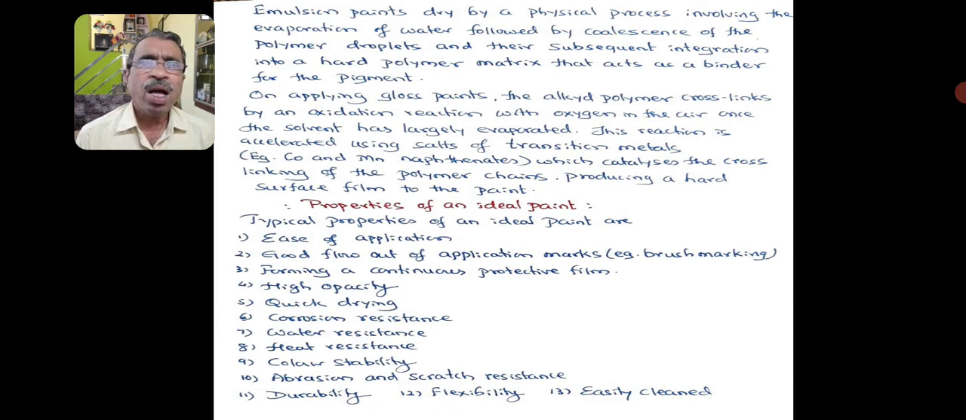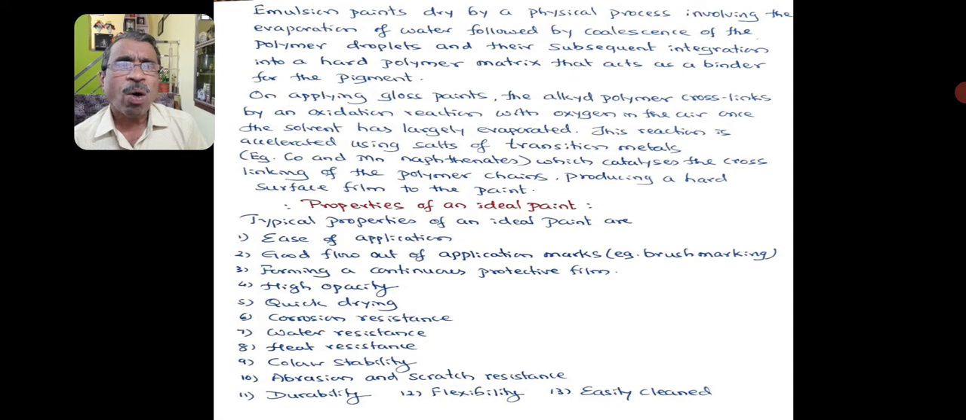On applying gloss paints, the alkyd polymer cross-links by an oxidation reaction with oxygen in the air once the solvent has largely evaporated. The reaction is accelerated using salts of transition metals, for example cobalt and manganese naphthenates, which catalyze the cross-linking of the polymer chains, producing a hard surface film on the paint.